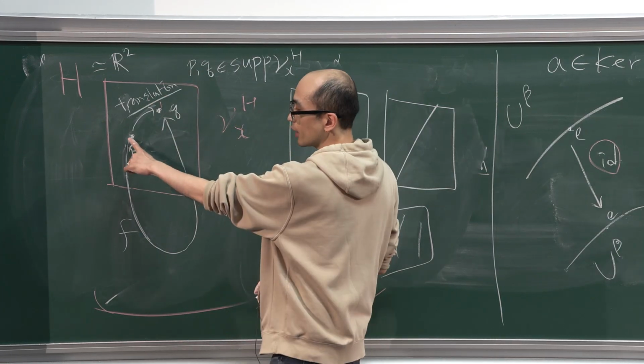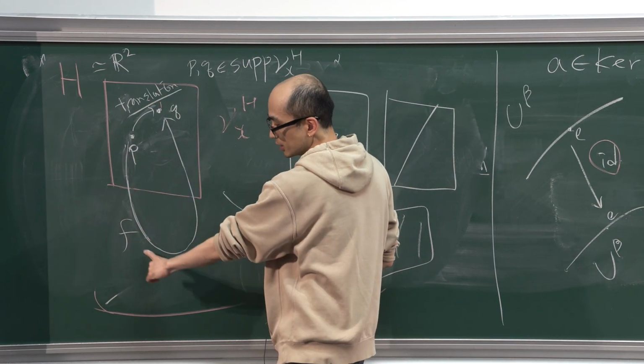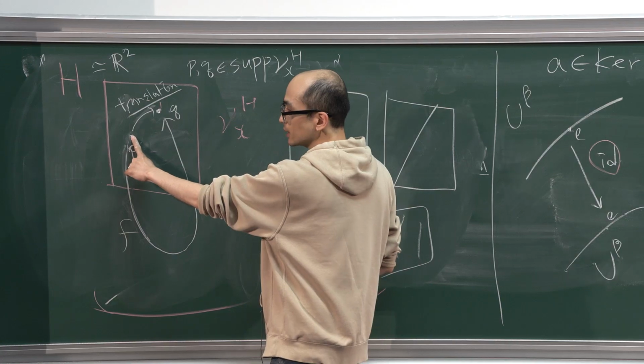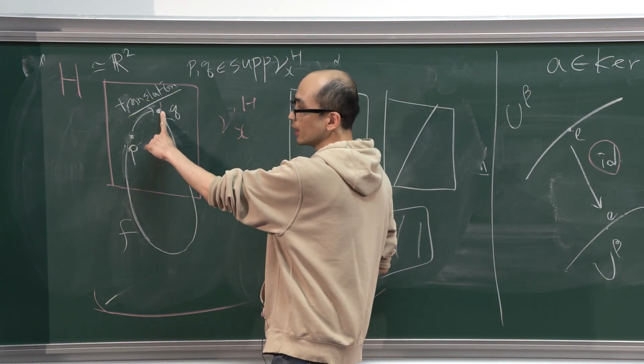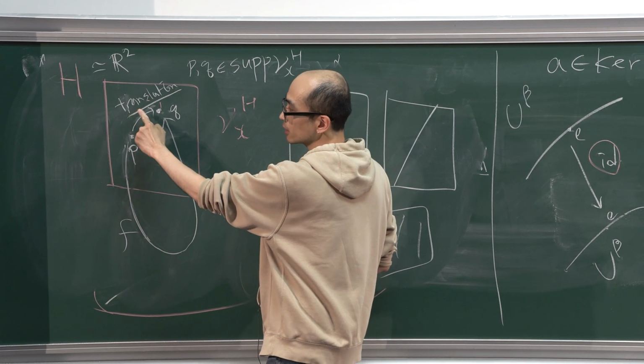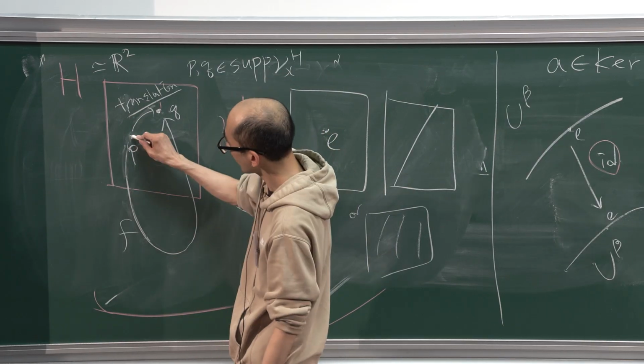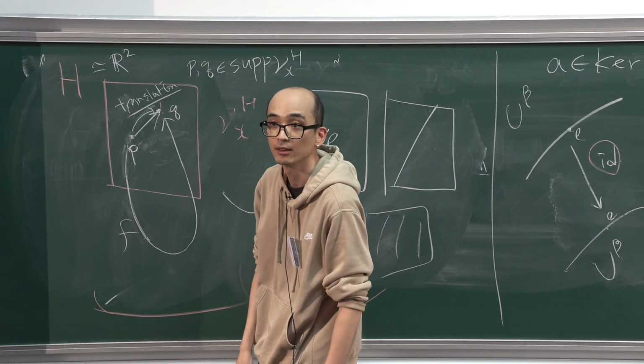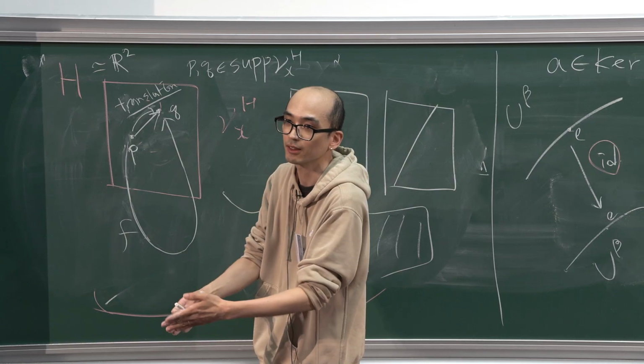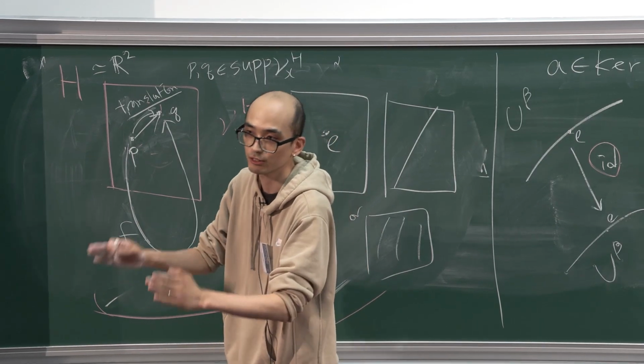So because F preserves the mu, your measure at this point is the same as the measure at this point, but their difference is given by the translation. So your measure is invariant under the translation. And Haar measure is defined by invariance under the translation.